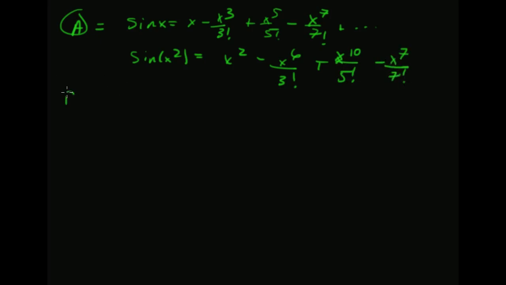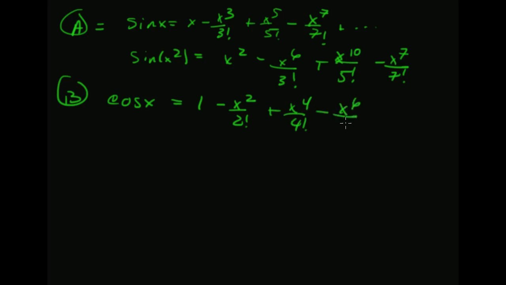Alright. Part B says play the game with cosine. Cosine is 1 minus x squared over 2 factorial plus x to the 4th over 4 factorial minus x to the 6th over 6 factorial. And then we want the whole equation. So that's sine of x squared plus cosine x. Alright, what's the first 4 non-zero terms?